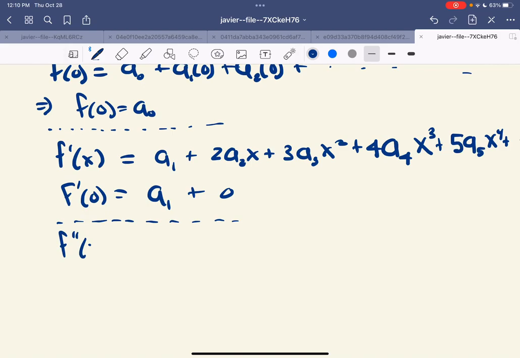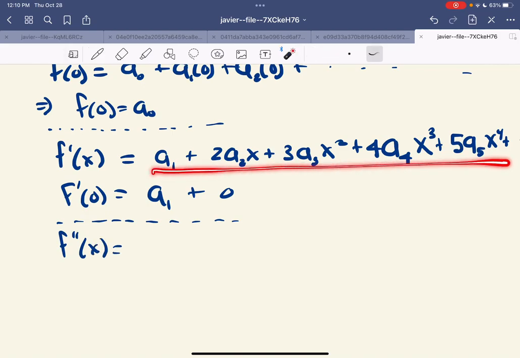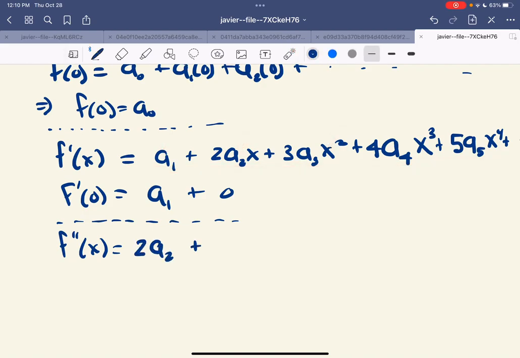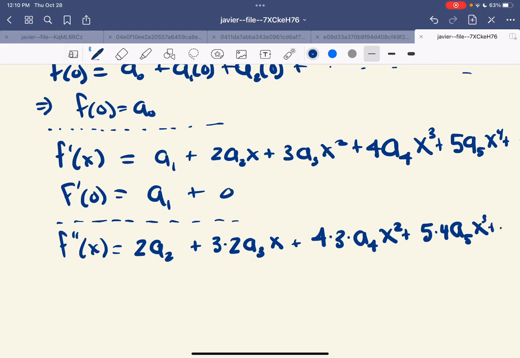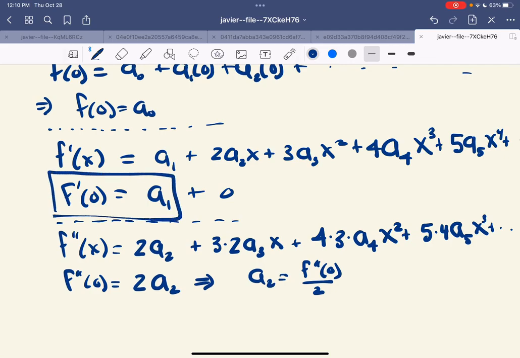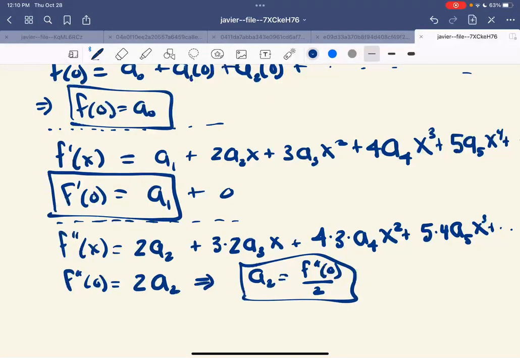Kind of like this. f double prime of x is equal to, now I'm looking at this line, and I'm going to take the derivative of each of these terms. That's going to give me 2a2 plus 3 times 2 times a3 times x, just regular x, plus 4 times 3 times a4 times x squared plus 5 times 4 times a5 times x to the third, dot, dot, dot. I plug in 0 here, and everything vanishes except the 2a2, making it easy for me to figure out that a2 is equal to f double prime of 0 divided by 2. So I figured out what a naught is, I figured out what a1 is, I figured out what a2 is, and it was so fun.